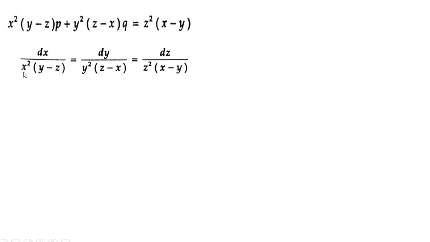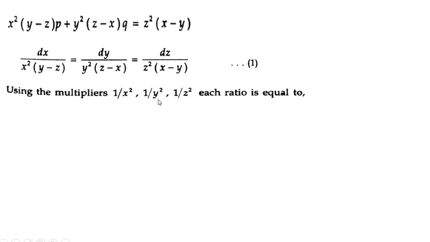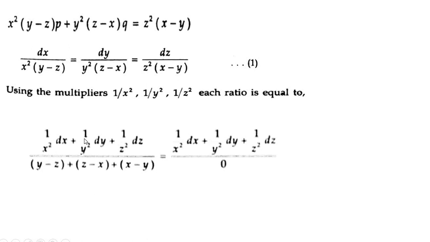See, in one of the problems we had a multiplier, we had x, y and z in the denominator. What multipliers did we use there? We used multipliers 1 by x, 1 by y, 1 by z, right? So what multipliers we will use here is, you have x square, y square, z square. So if I cancel this x square, y square, z square, y minus z plus z minus x plus x minus y will sum up to 0. So I'll use my multipliers as 1 by x square, 1 by y square, 1 by z square. Each ratio will be equal to 1 by x square into dx plus 1 by y square into dy plus 1 by z square into dz.